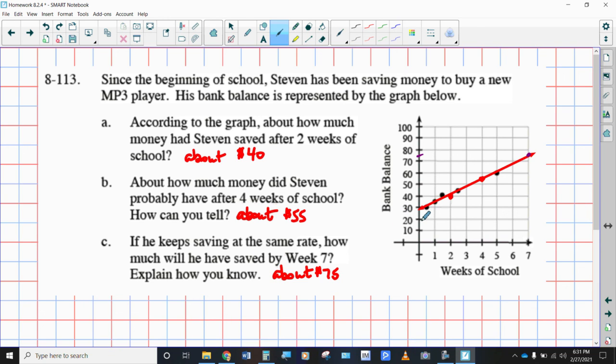Notice they didn't ask us for the rule, but we have enough information to figure out what the rule would be. We could do that, and then we could predict for any dollar amount that we want. But I'm not going to because they're not asking us to, and I want to be done with this.